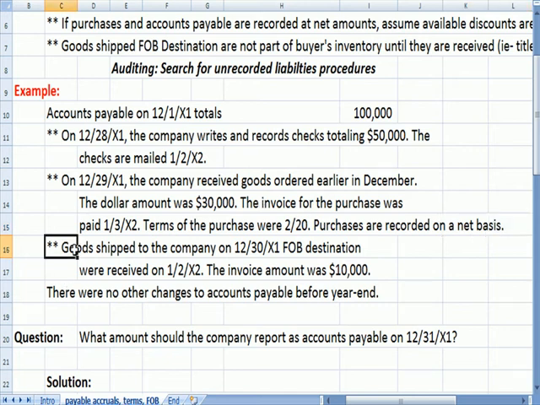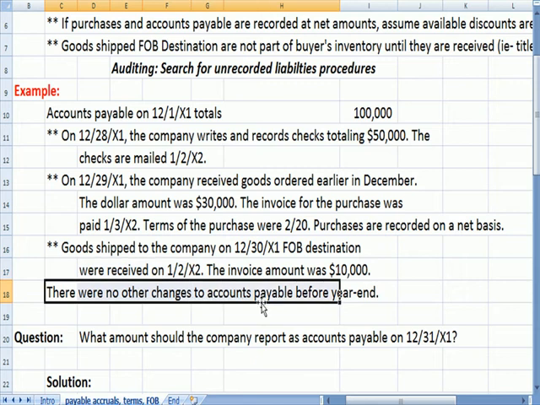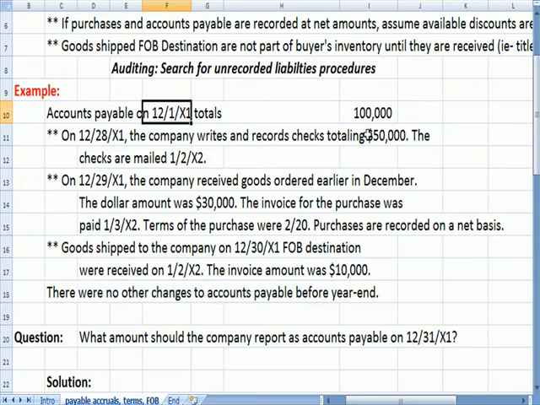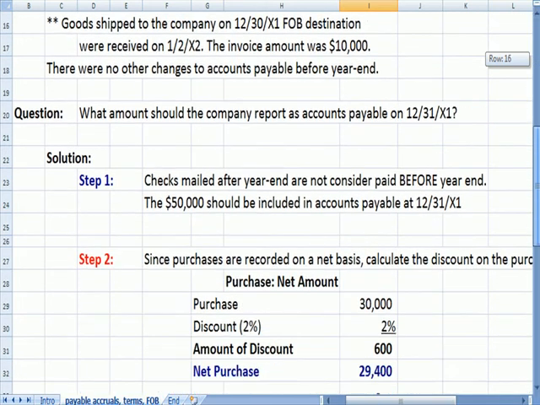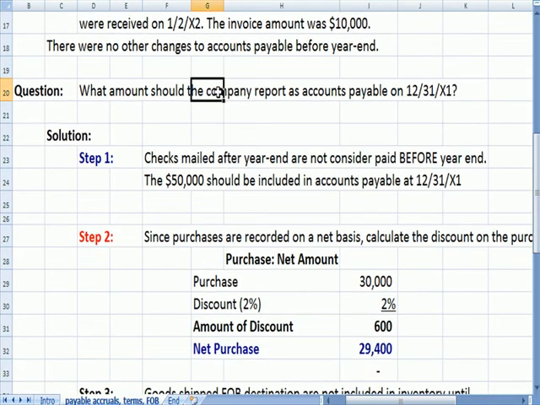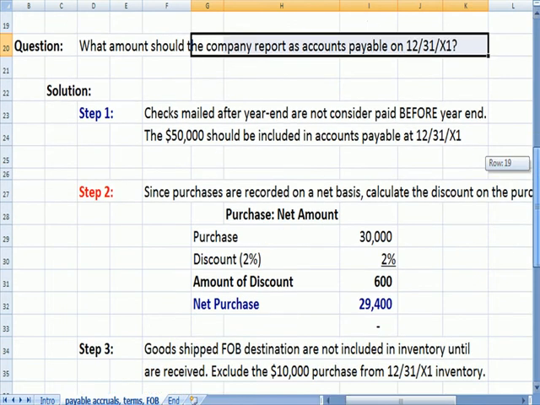And finally, the third transaction, goods are shipped to the company on December 30th, FOB destination. They're received January 2nd, and the dollar amount of that shipment was $10,000. And to keep it simple, there are no other changes to accounts payable. Nothing else impacts accounts payable between December 1st, which is our beginning balance, and the end of the year. And so the typical test question that you're asked is, what amount should the company report as accounts payable at 12/31 of the year? And so in my solution, I have several steps.